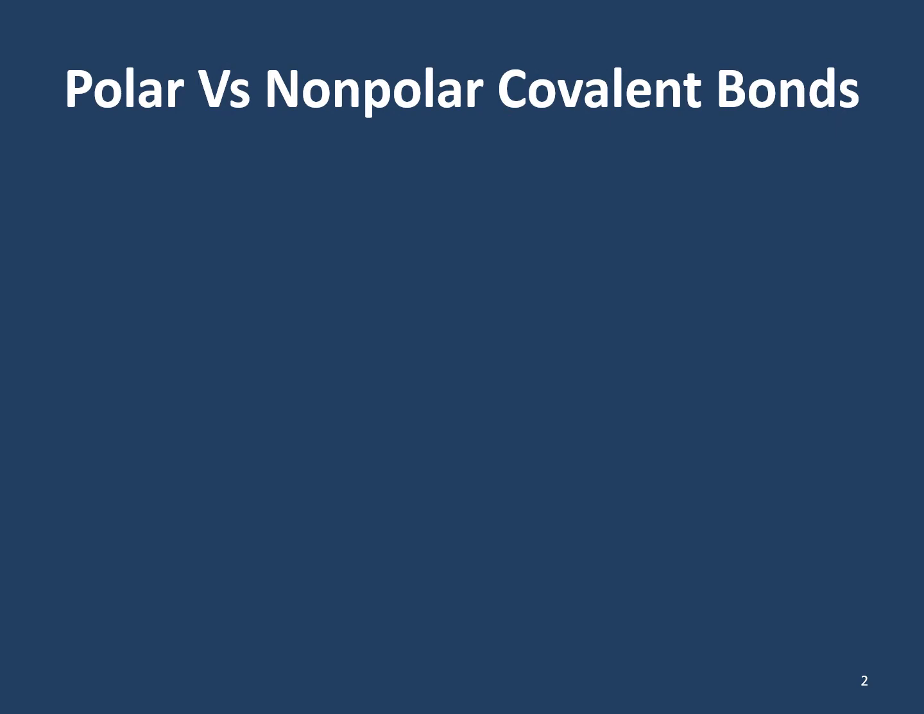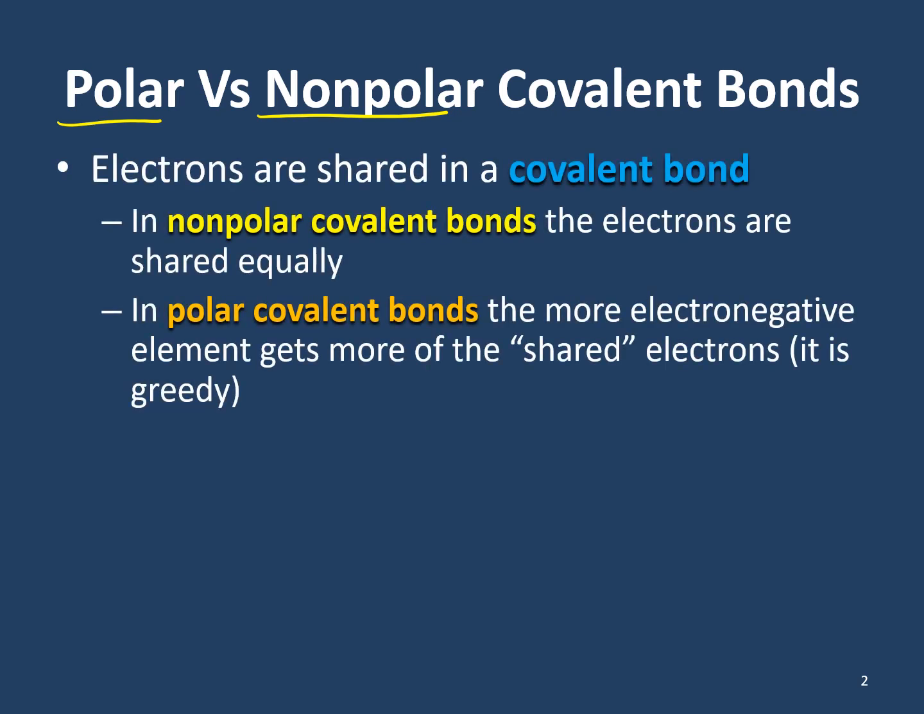After that, we're going to talk about what the difference between a polar bond and a nonpolar bond is, and we're going to be dealing with covalent bonds, because everything in this chapter is about covalent bonds. So when we learned about covalent bonds in the beginning, we said electrons are going to be shared in covalent bonds, specifically valence electrons. But there's two different types of covalent bonds: the nonpolar covalent and the polar covalent.